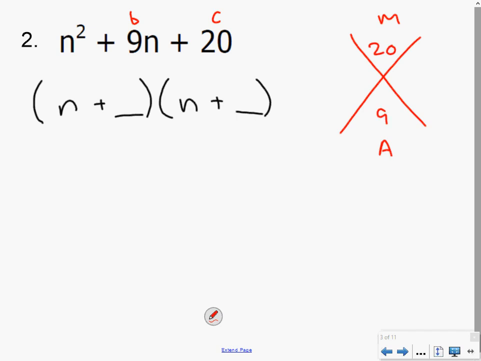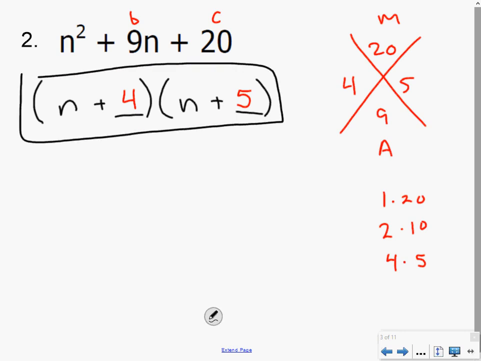So let's think of all the ways that we can multiply to 20. We can do 1 times 20. We can do 2 times 10. We could do 4 times 5. So the combination that adds to 9 is 4 and 5. So we're going to put a 4 here. We're going to put a 5 here. Or we could reverse the order. We could have n plus 5 and then n plus 4. And again, that is your answer. Those are the two factors that multiply together to give us n squared plus 9n plus 20.